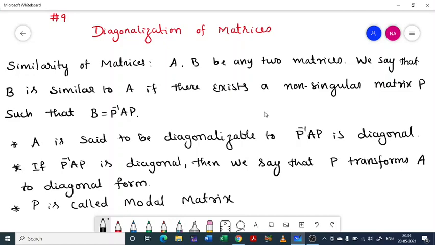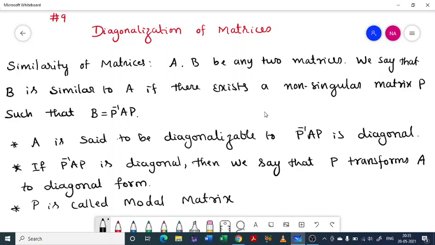So here we discuss how to diagonalize the given matrix. Especially for our syllabus, we are considering only 2 cross 2 matrices. We are not going for the diagonalization of higher order matrices. Diagonalization can be done only for square matrices, because we need to find its eigenvalues and eigenvectors. So diagonalization is only for square matrices, and here only matrices of order 2 cross 2. That is the first point you have to note down.